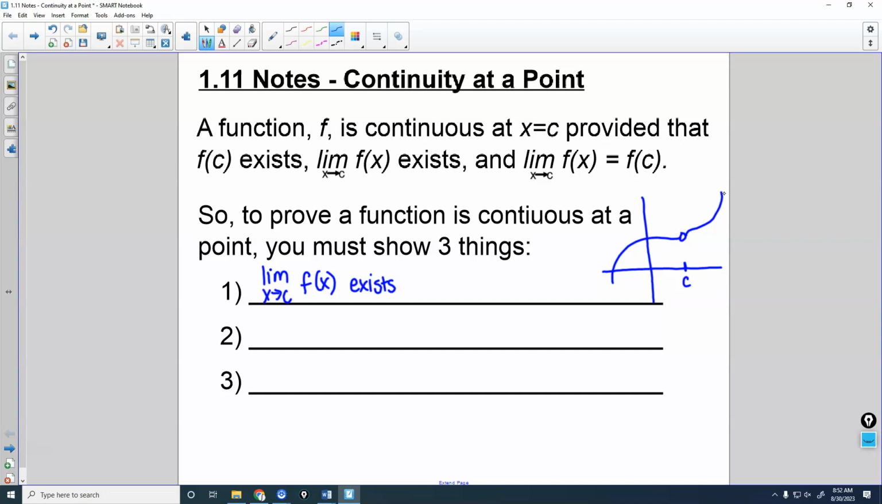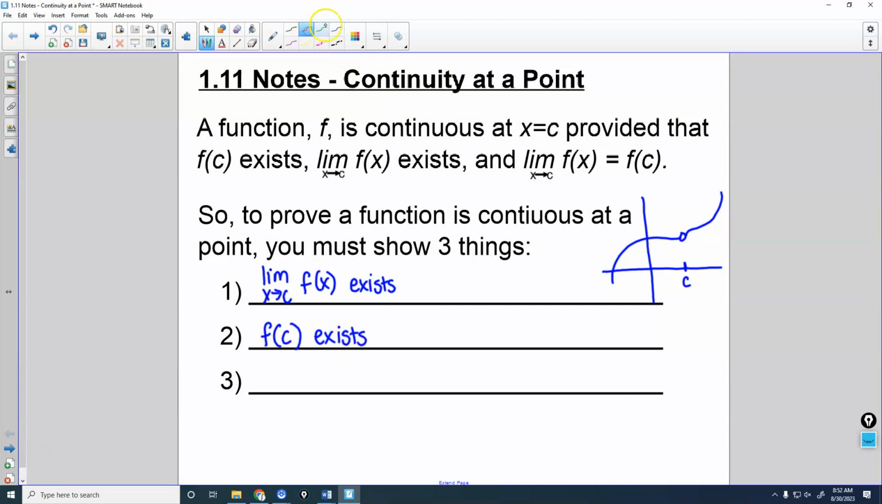If you think about tracing the graph, if you have to pick up your pencil to trace it, even for a teeny tiny hole, then it would not be continuous. So the limit existing alone does not guarantee that your function is continuous. You must also prove that f of c exists.